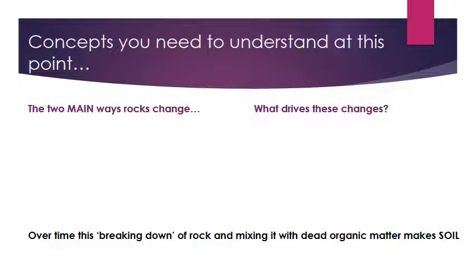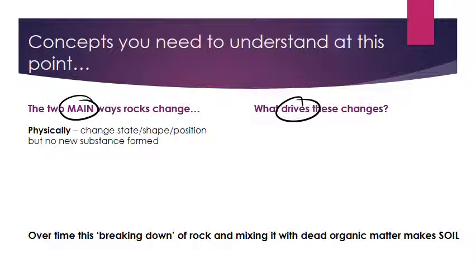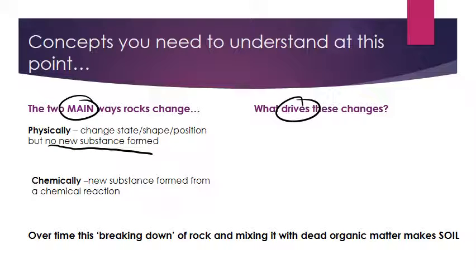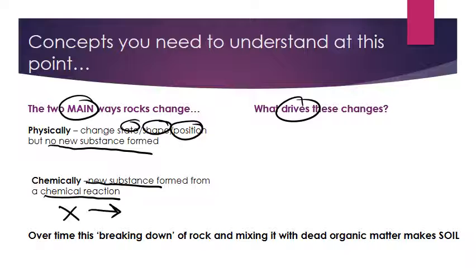When you come to think about rocks changing, you have to think about the ways they're changing and what drives these changes. A few things, let's have a look. Rocks change physically and they change chemically. Physical means you haven't made a new substance, but you change its state, so going from liquid to solid to gas, or its shape, or its position. Chemical changes is where we have a new substance being formed, and this is through a chemical reaction. So what was there before is gone, and it's turned into something new.